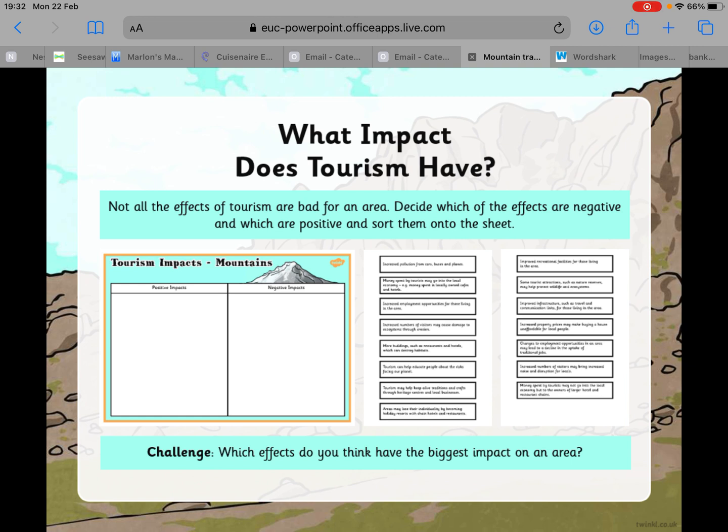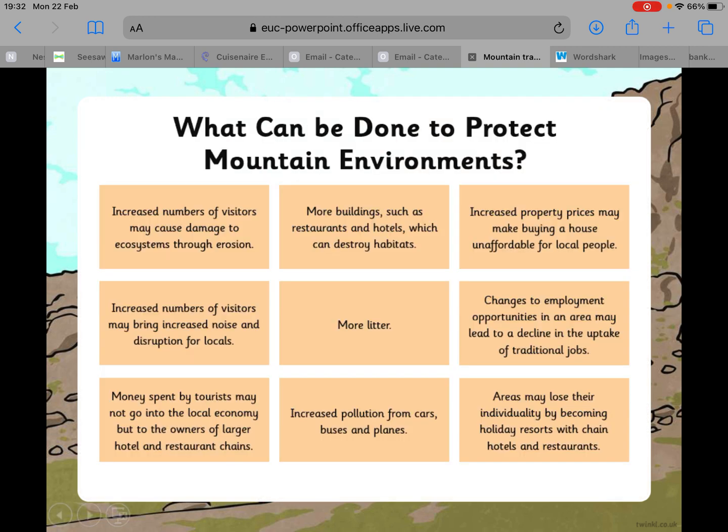Now, these little bits are a little bit small here for you to read, so the next slide has got them slightly bigger. Okay, so I'd like you to decide what are the positive impacts, so the good things about tourists visiting a mountain area, and what are the negative things, the bad things. Okay, which do you think have the biggest impact? Let's have a little look then.